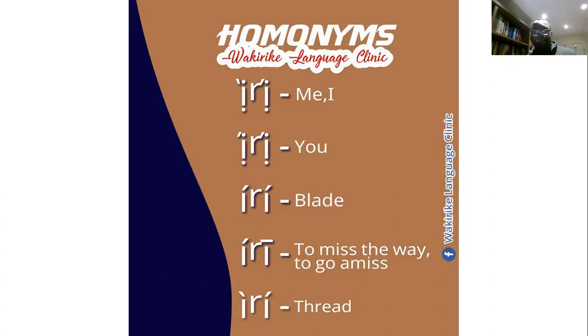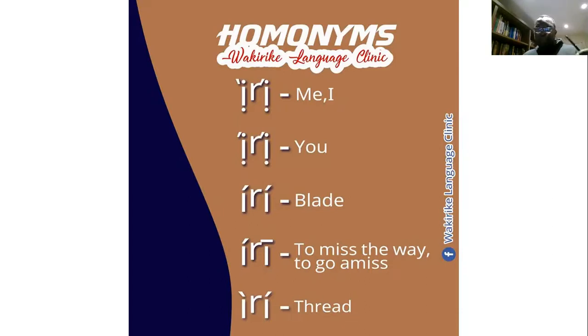And then the final one is thread. The initial E is falling. The second E is rising. So in the case of thread, you say Iri, Iri. So that's just an example of what difference stress marks make.